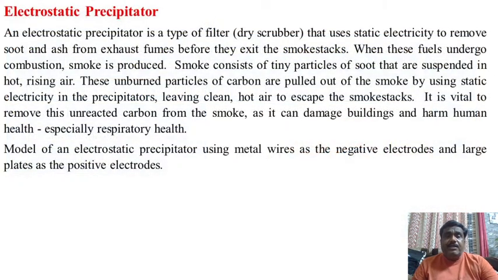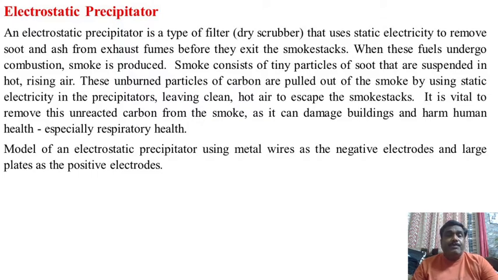The next one is the electrostatic precipitator. An electrostatic precipitator is a type of filter. It filters the polluted air. Here, the unburned particles of carbon are pulled out of the smoke by using static electricity in the precipitator, leaving the clean hot air to escape the smokestacks.